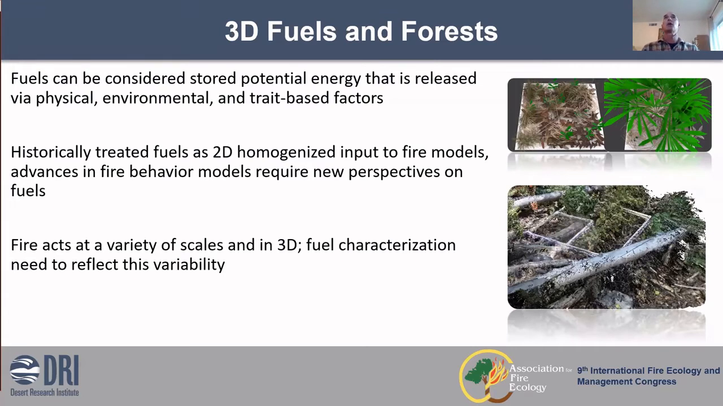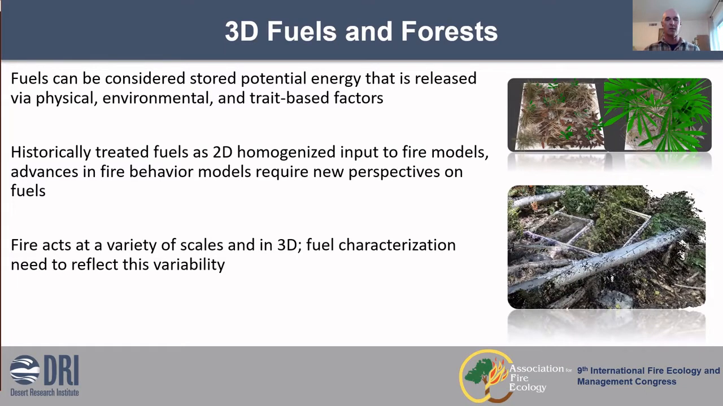So this has brought us to this new domain where we reference it as 3D fuels or 3D forests, actually. We're collecting a lot of data using a variety of techniques and sensors, as Van described. One of the things that we've been looking at is that fuels are basically potential energy that's stored. Plants photosynthesize, they store it, and then they're waiting to either not burn or to burn. But there's a lot of factors that relate to how these fuels do burn, which are physical, environmental, and then some trait-based factors.